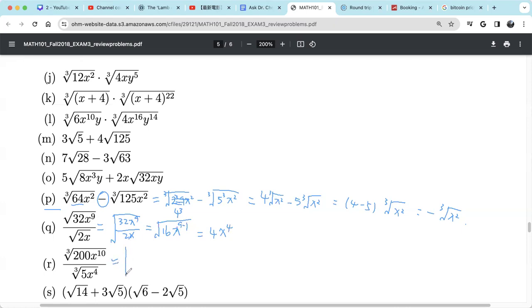Let's see R. Both numerator and denominator are under the cubic root sign. That means we can put them together under 1 cubic root sign. Now we can do 200 divided by 5. We get 40. x raised to 10 divided by x raised to 4 is x raised to 10 minus 4, which is 6. But 40, 5 times 8 is 40, and 8 is 2 raised to 3. So 2 comes out. And x raised to 6, 6 divided by 3, that's 2. So we get 2x squared, and then we still have 5 under the cubic root sign. So we get 2x squared cubic root of 5.